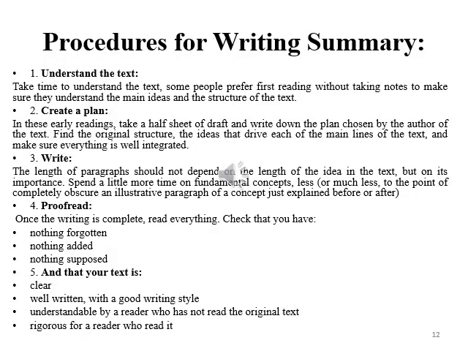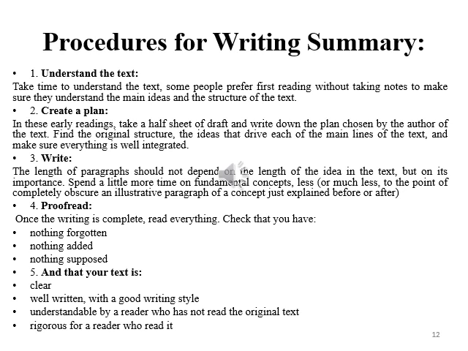Now, procedures for writing summary. The first item is try to understand the text. Two, you create a plan. Three, you write. Four, you proofread. Because once the writing is complete, there's the need for you to read everything over and over again and check that you have forgotten nothing, you've added nothing, and you have supposed nothing.